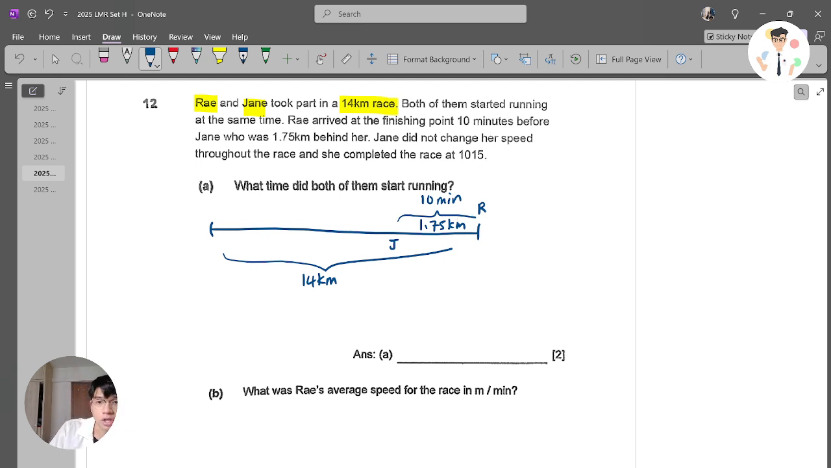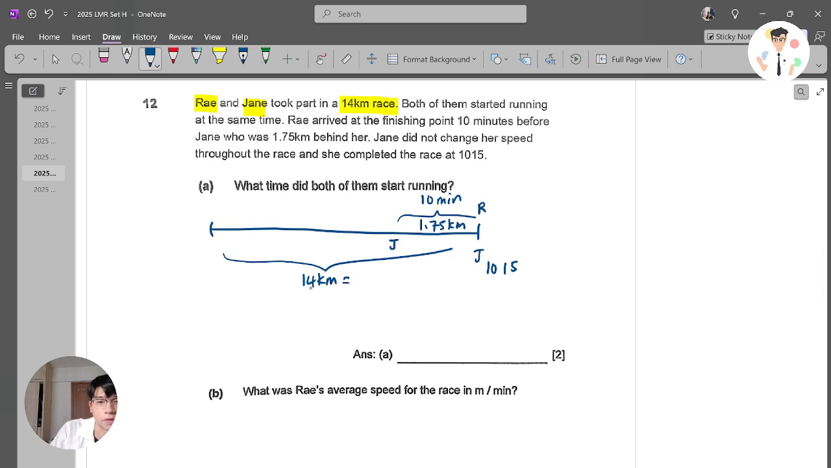Jane did not change her speed throughout the race, and Jane completed it at 10:15. What time did both of them start running? Okay, so the first thing probably good for us to find out is that, okay, let's change the km to meter first.